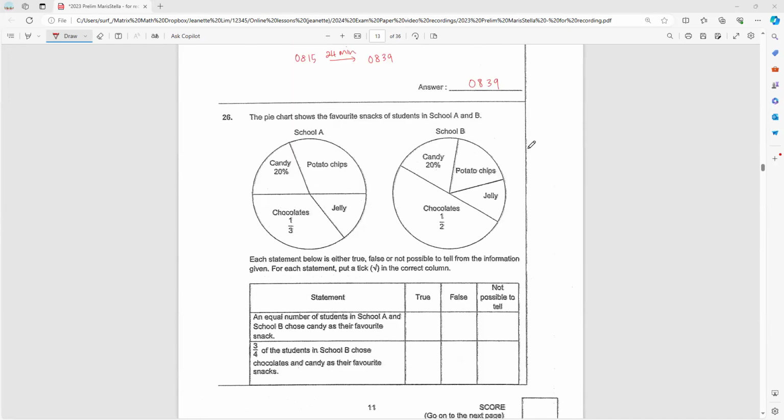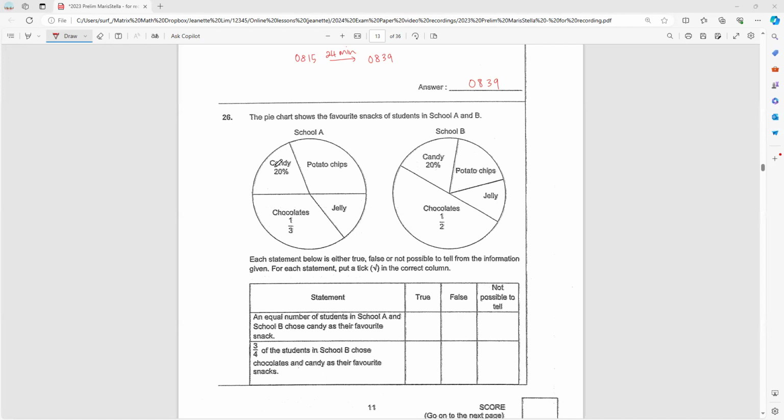Twenty-six, the pie chart shows the favorite snacks of students in school A and B. For each of the statements below, you need to state either true, false, or not possible to tell. Okay, so we have school A and school B, and they show different results for the 4 different types of snacks. So first one, an equal number of students in A and B chose candy as their favorite snack.